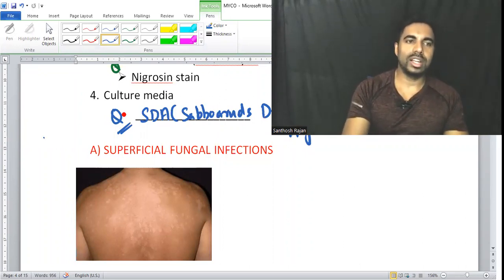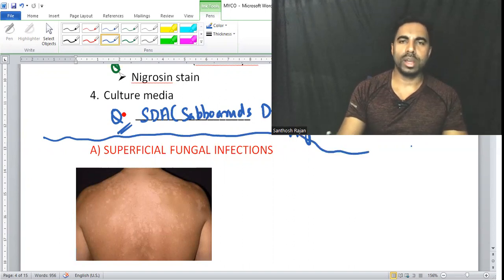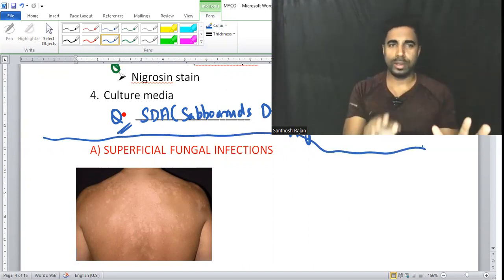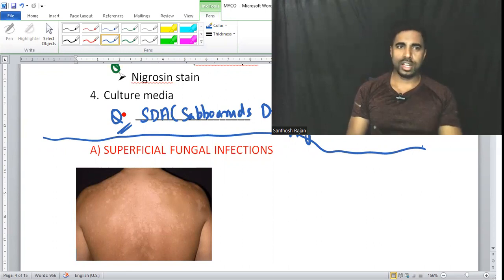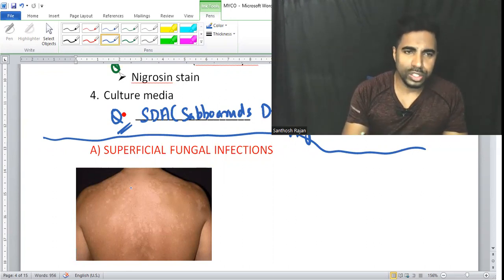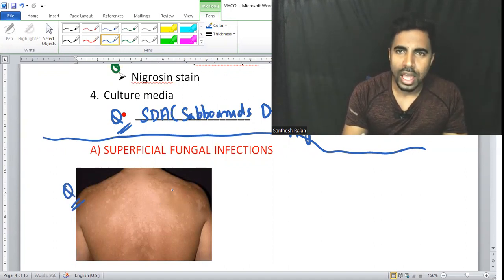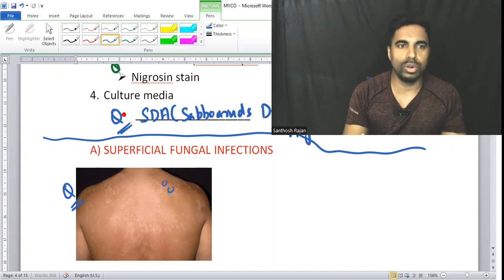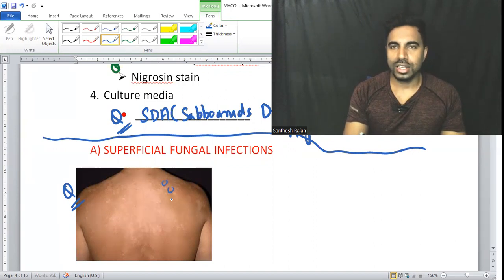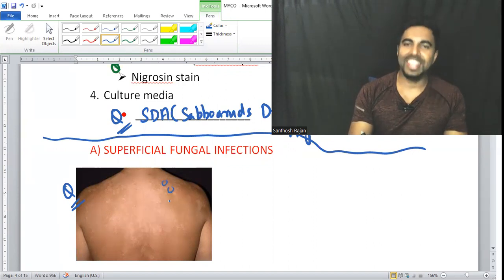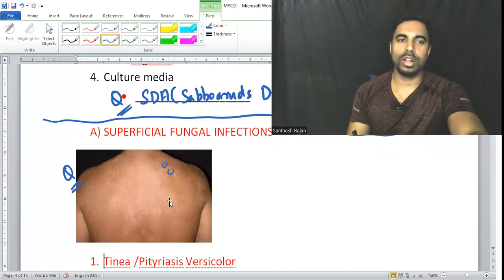Now let's go. This is general; in general mycology you should know that much only. Now the individual diseases. Let's start with superficial fungal infection. This question is repeated many times. This picture, what you're seeing are hypopigmented patches. So you already have a clue what it is: hypopigmented patches mean pityriasis versicolor. Very good.